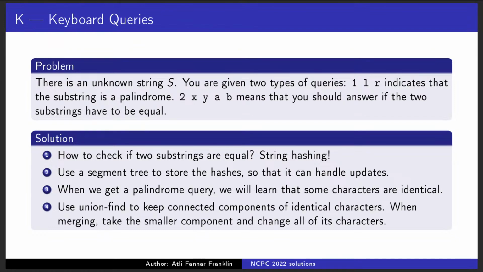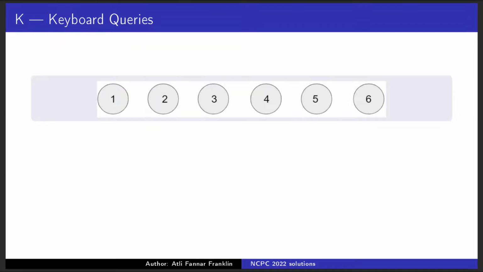And so we'll need to change the corresponding entries in the segment tree when merging two such components. We will take the smaller component and only change those. This way, every element will only get updated at most log times. So that's quite good. This is most of the ingredients we need. Let's have a small visualization here.